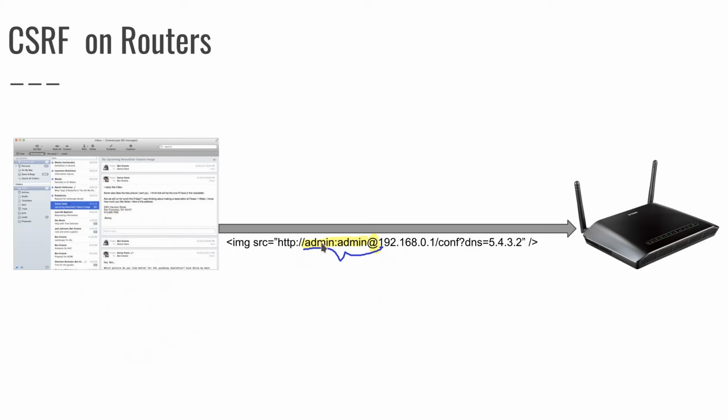These are standard credentials. So we assume that this router has standard credentials of admin, has this IP address by standard, and has an HTTP endpoint where you can set the DNS server. So with this image embedded in the email, the DNS server of the router is set to the IP address 5.4.3.2. Why is that a problem? Well, this is your home router, and it's your default gateway, and it's your DNS resolver.